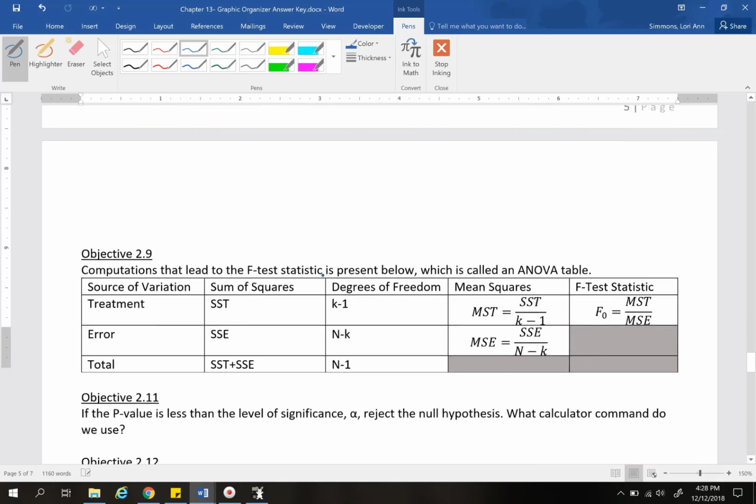So this next table sums up what we just did. If you add these degrees of freedom, k minus 1 plus n minus k, your k's cancel, right, because they're opposite. You're left with negative 1 plus n, and that can be rearranged as n minus 1. So that's how we get to that total.